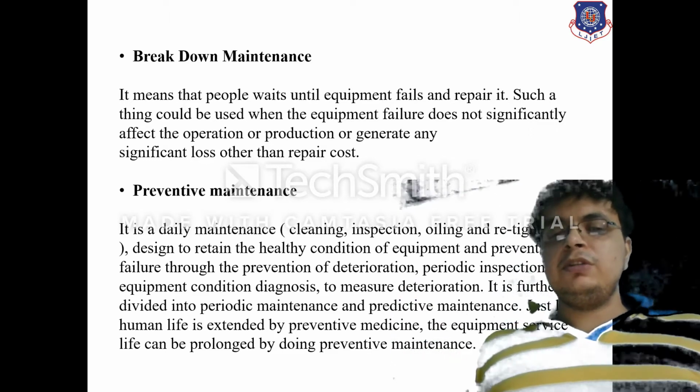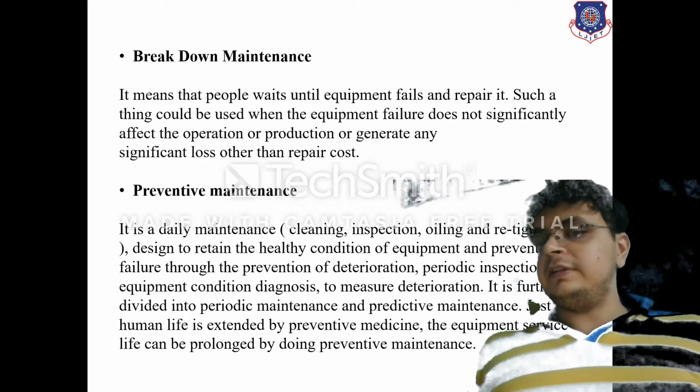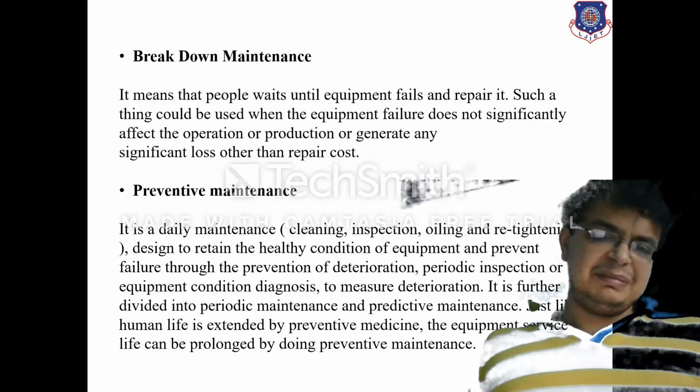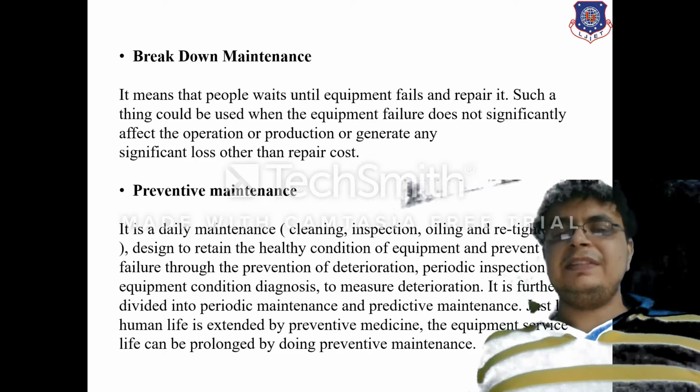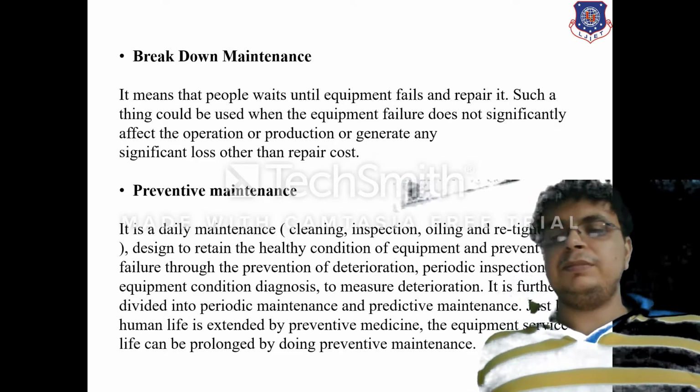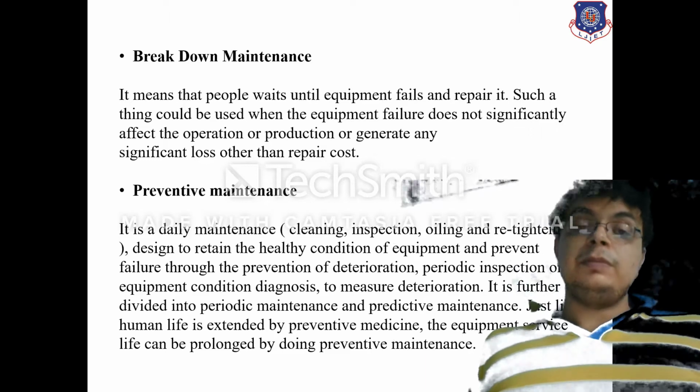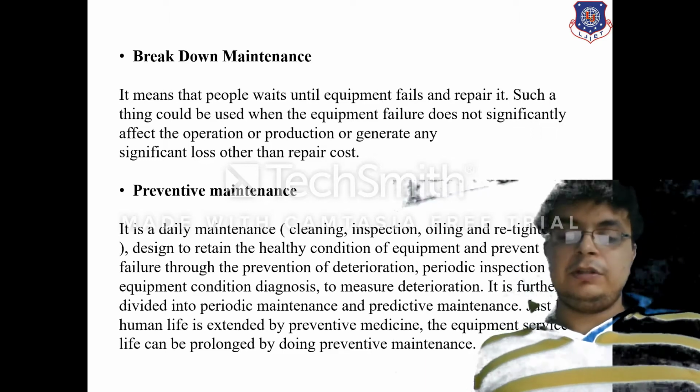It is further divided into periodic maintenance and predictive maintenance, just like human life. Life is extended by preventive maintenance. The equipment services can also be prolonged by doing preventive maintenance.